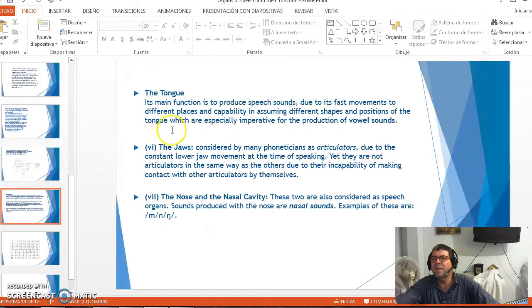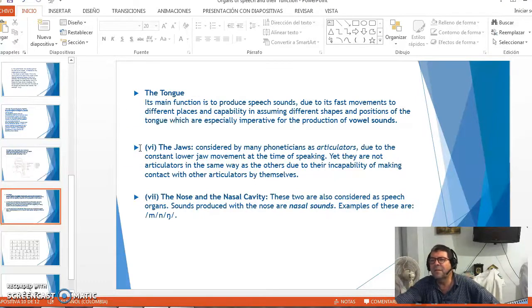The tongue, its main function is to produce speech sounds due to its fast movements to different places and capability in assuming different shapes and positions, which are especially imperative for the production of vowel sounds. The jaws, considered by many phoneticians as articulators, due to the constant lower jaw movement at the time of speaking.